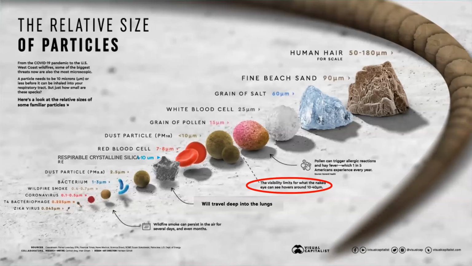Now you'll see on the screen there is the red circled part and a little dashed line that says the visibility limits of what the naked eye can see are between 10 and 40 microns. So literally, these things are invisible. We cannot see them in the air with our naked eye.